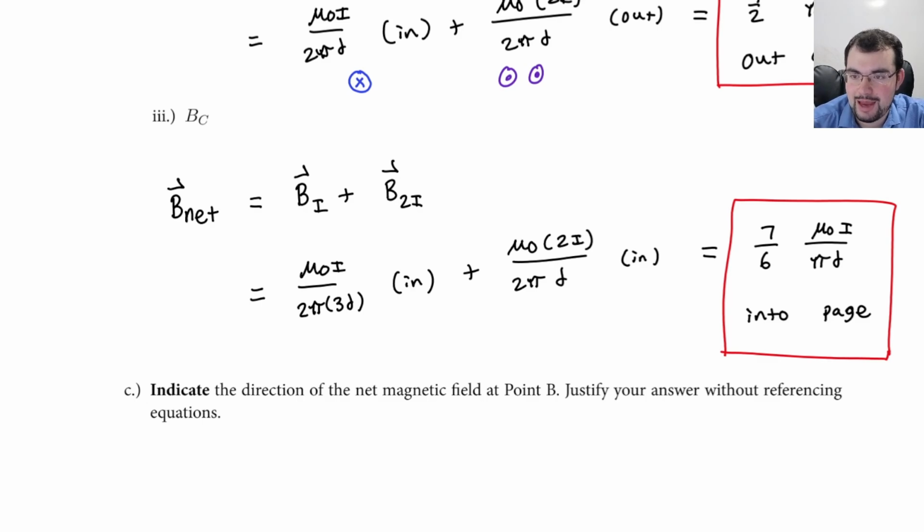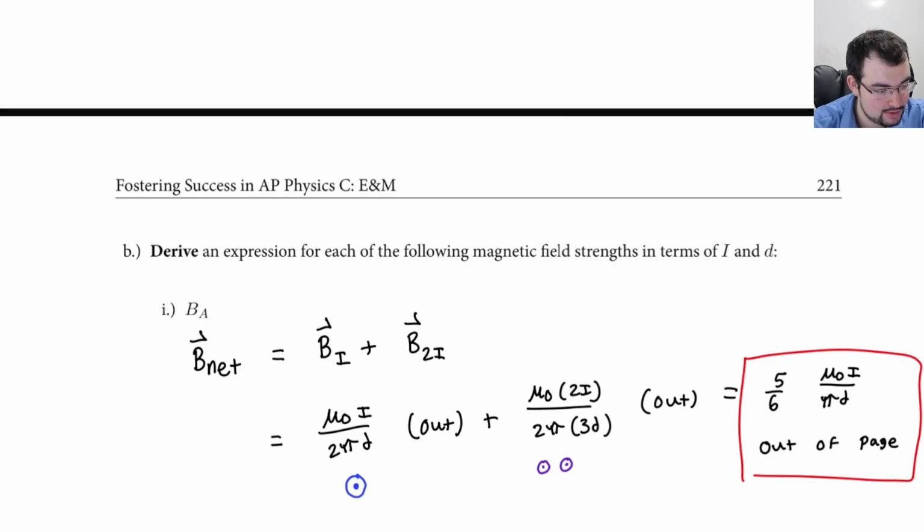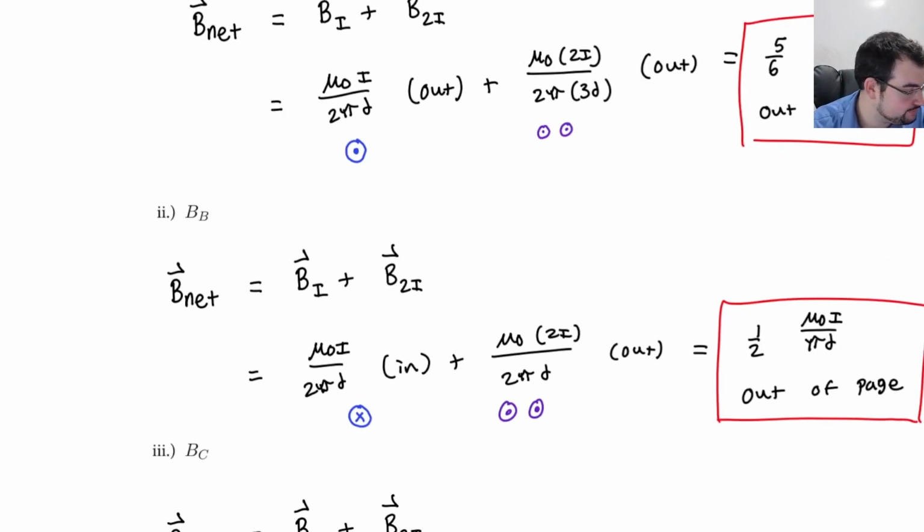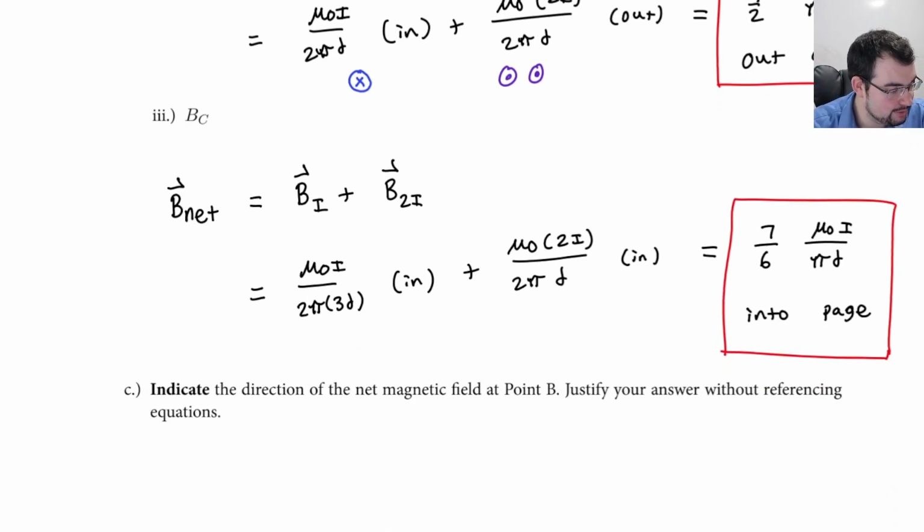What's the direction of the magnetic field at B? Justify your answer without referencing equations. Oh, I just wanted magnitude. Well, isn't that lovely? We did extra work.